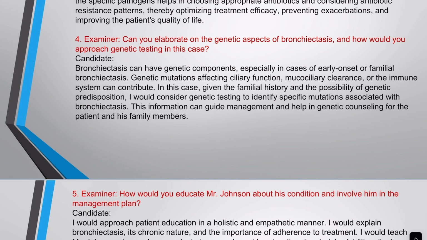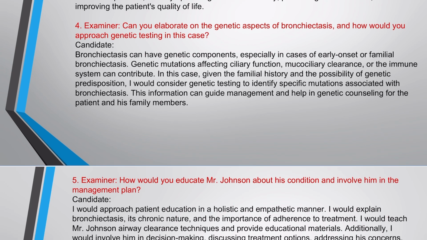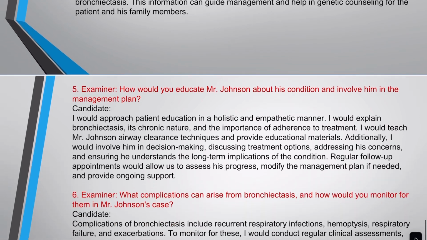Can you elaborate on the genetic aspect of bronchiectasis and how would you approach genetic testing in this case? Bronchiectasis can have genetic components, especially in case of early onset or familial bronchiectasis. Genetic mutations affecting ciliary function, mucociliary clearance, or the immune system can contribute. In this case, given the family history and the possibility of genetic predisposition, I would consider genetic testing to identify specific mutations associated with bronchiectasis, and this information can guide management and help in genetic counseling for the patient and his family members.